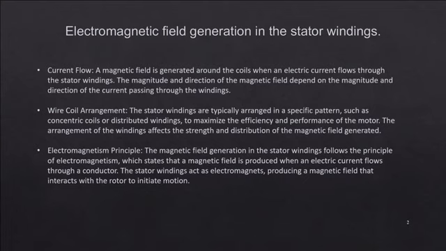For the wire coil arrangement, to optimize motor efficiency and performance, the stator windings are arranged in specific patterns, such as concentric coils or distributed windings. The arrangement of the windings directly influences the strength and distribution of the resulting magnetic field. The last one is the electromagnetism principle. The generation of a magnetic field in the stator windings adheres to the principle of electromagnetism, which states that a conductor carrying electric current produces a magnetic field. By acting as electromagnets, the stator windings create a magnetic field that interacts with the rotor, initiating the motion within the motor.